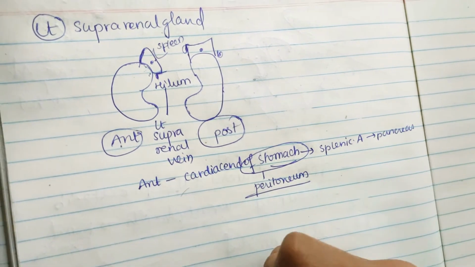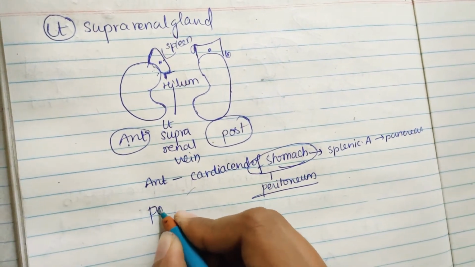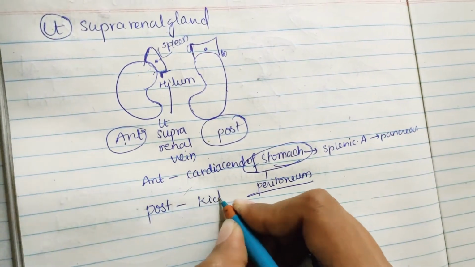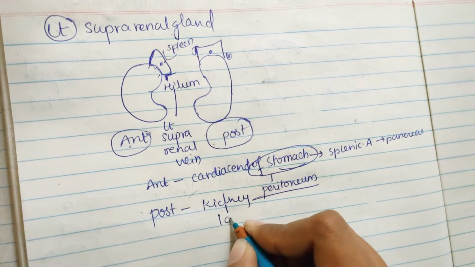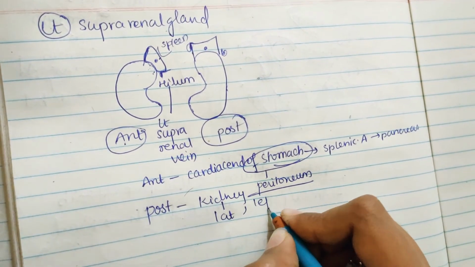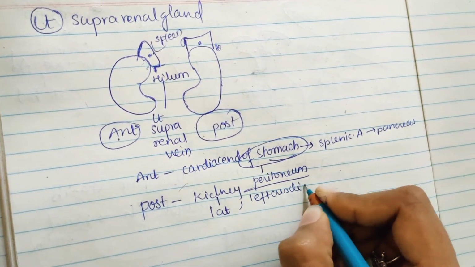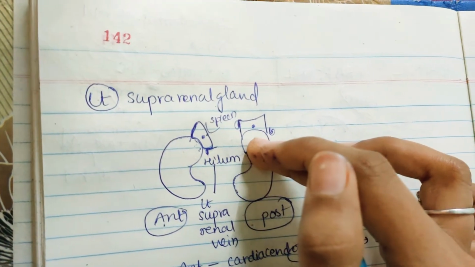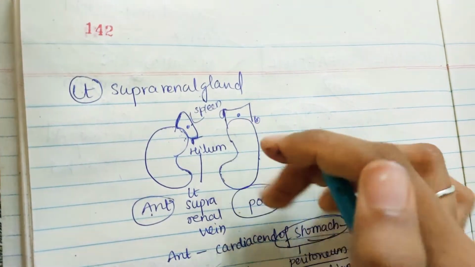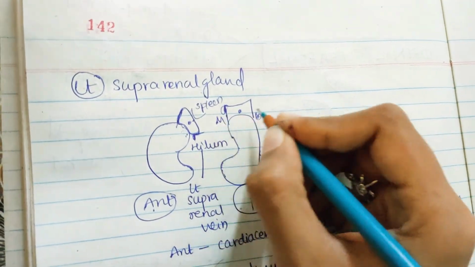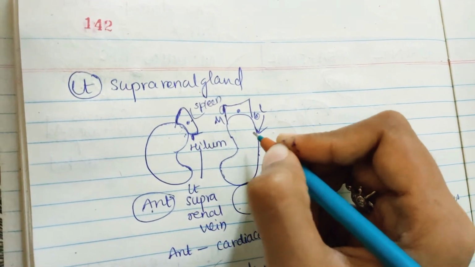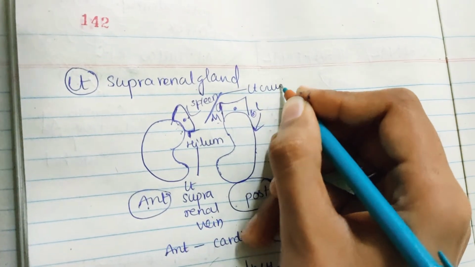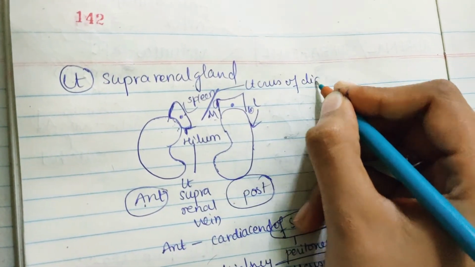Okay, now let us discuss the posterior surface. The posterior surface is related to kidney laterally and left crus of diaphragm medially. So let's understand this. On the posterior surface, you can see here, it is related to kidney laterally. So this is medial, this is lateral. Laterally you have kidney, and medially you will have the left crus of diaphragm. So this is the left crus of diaphragm.